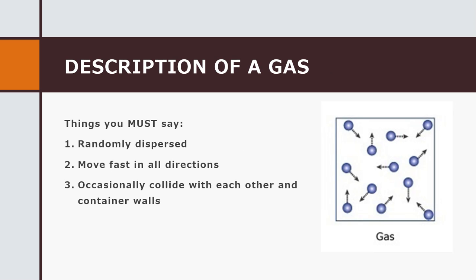Finally, when describing a gas, the 3 points are as shown. That they are randomly dispersed, they move fast in all directions, and the particles occasionally collide with each other and the container walls.